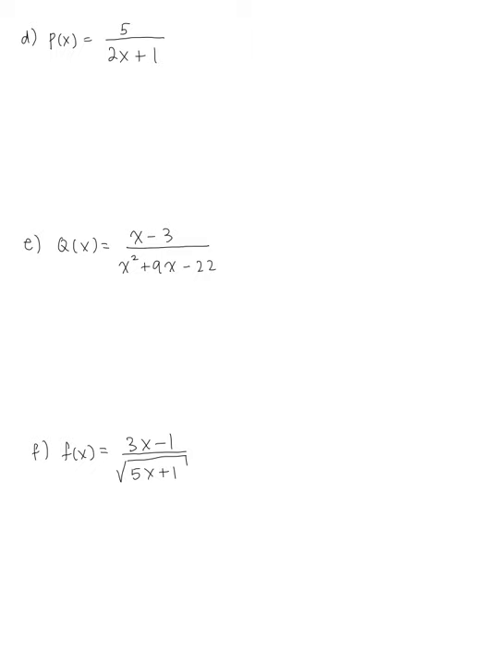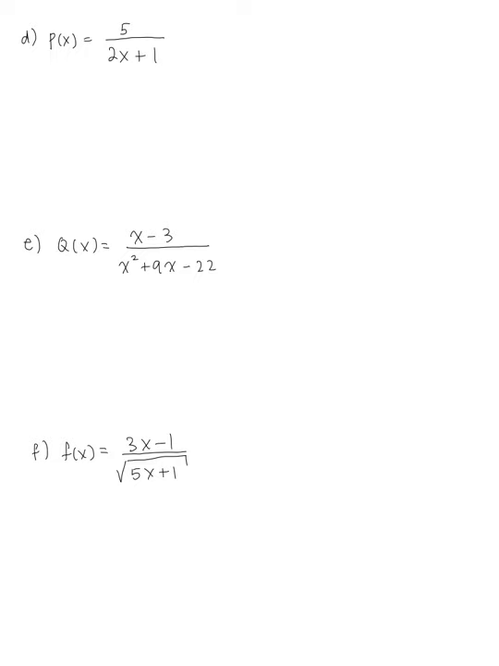Okay, so again, 5 is a polynomial. In fact, that's a polynomial of degree 0. And 2x plus 1 is also a polynomial of degree 1. So we have a rational function going on here. All right, so remember the rule for the rational function.